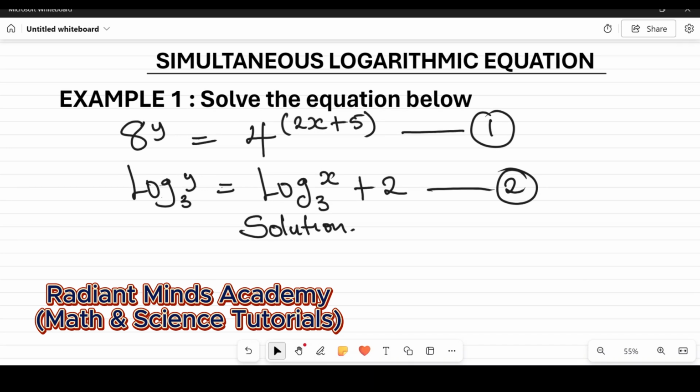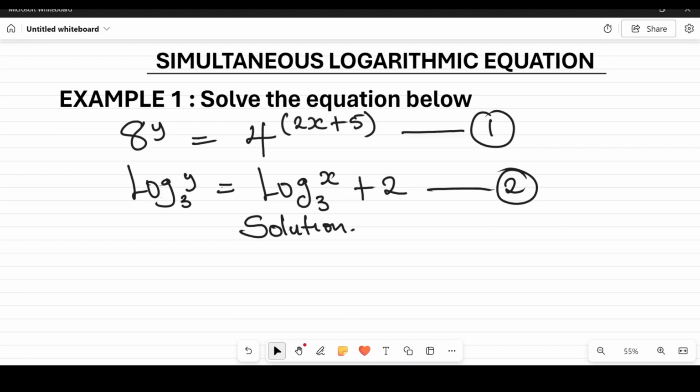Hi, in this video, we'll be solving logarithmic equations that lead to simultaneous equations. Now we have example 1. It says 8 to the power y is equal to 4 to the power of 2x plus 5, and log y to base 3 is equal to log x to base 3 plus 2.